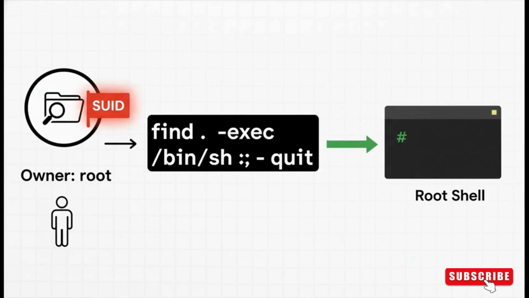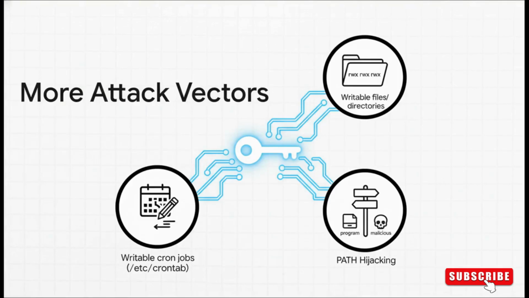So our goal is to find one of these SUID programs that we can abuse. And here's the beautifully ironic part. Sometimes the very find command we use to search for them is the vulnerability itself. If find happens to have that SUID bit, you can use it to execute a shell just like you see here, and bam, you've got an instant root shell. But the hunt doesn't stop there. We've got more clues to look for.